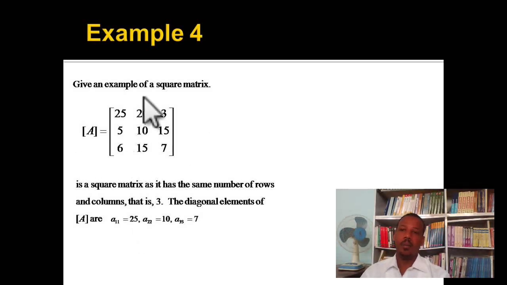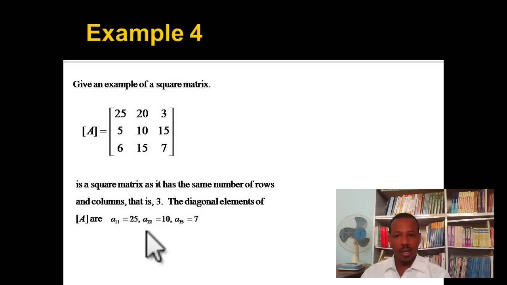And these are the names of the elements in this matrix. For example, 25 is found in the first row and the first column. Therefore, it is a11. This means a11 equals 25. It means the element that is found in the first row and the first column, so it is 25.